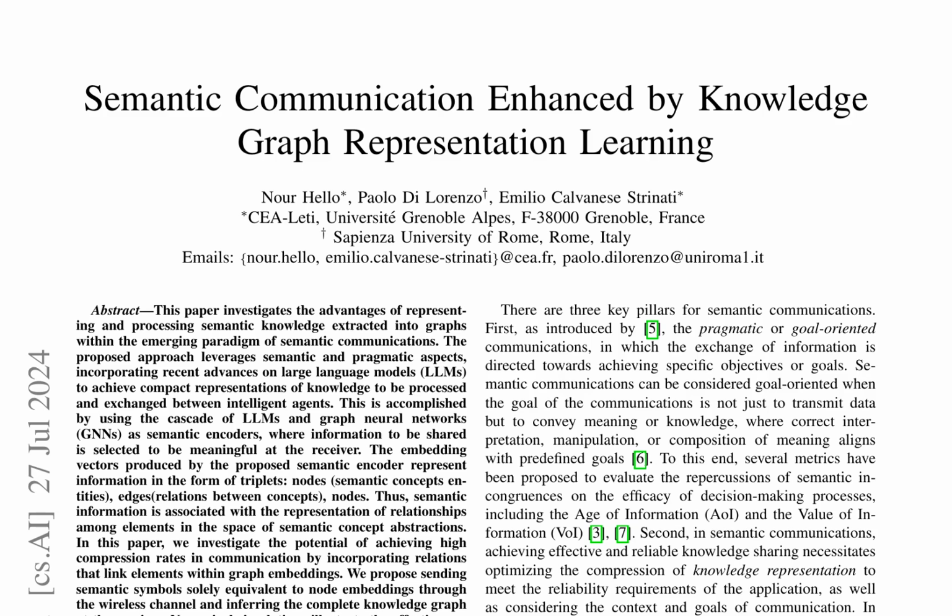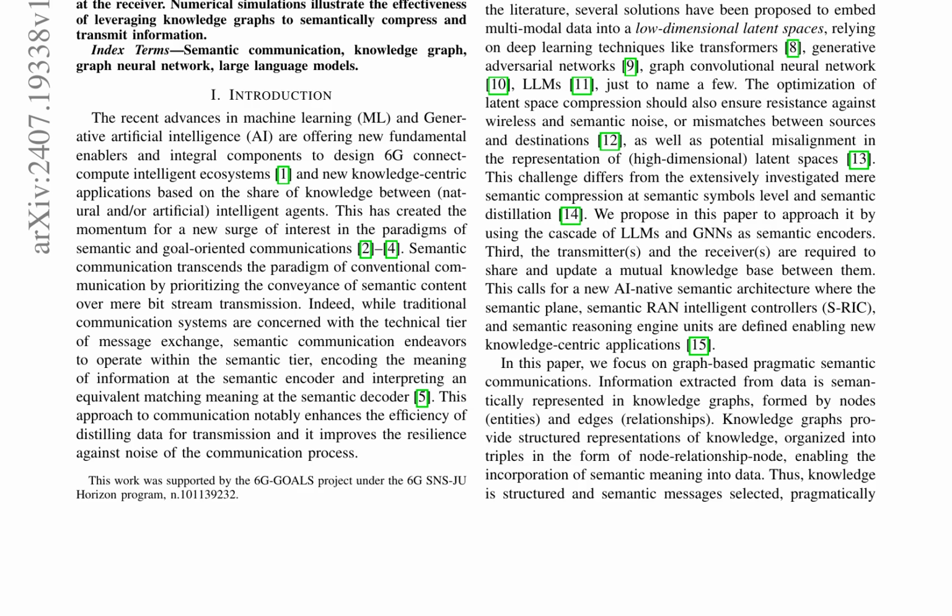The paper identifies three key pillars for semantic communications: pragmatic goal-oriented communications, optimizing compression of knowledge representation, and sharing and updating a mutual knowledge base between transmitters and receivers. The authors focus on graph-based pragmatic semantic communications, where information extracted from data is semantically represented in knowledge graphs formed by nodes, entities, and edges, relationships.